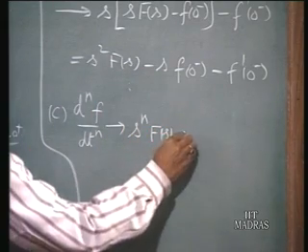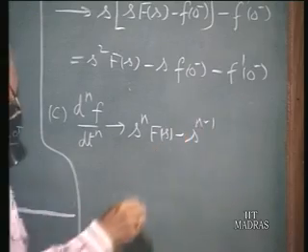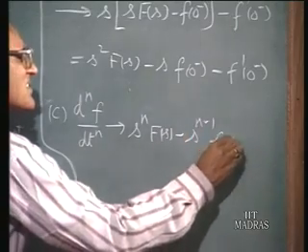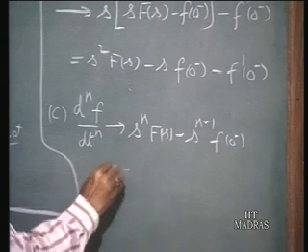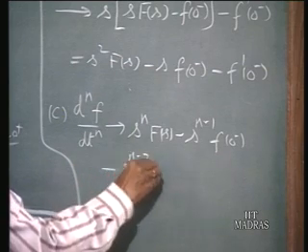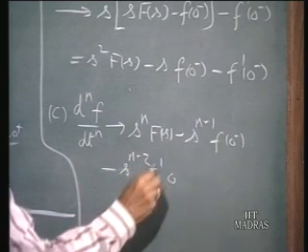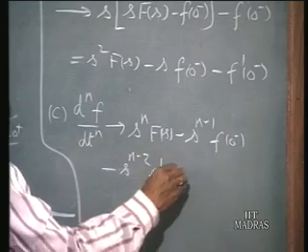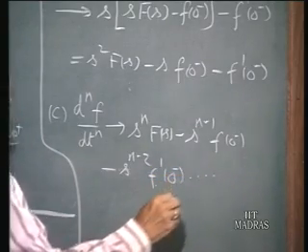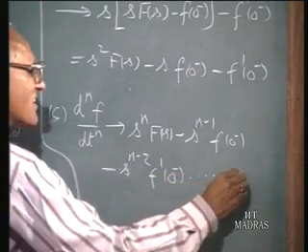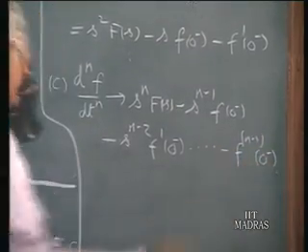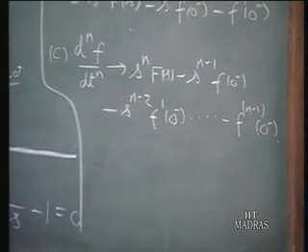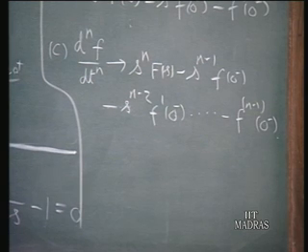minus s^(n-1) f(0-), minus, like that you take. Next term will be minus s^(n-2) f prime (0-), minus down the line to f, the (n-1)th derivative evaluated at 0-. That is how it will be. We do not have to remember this formula.